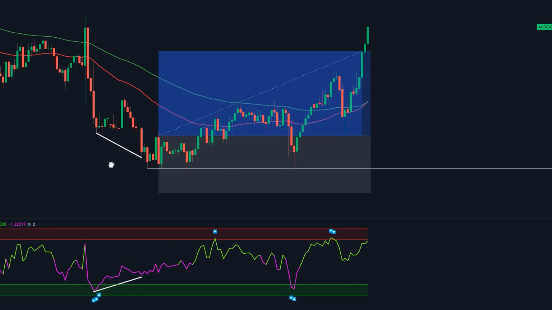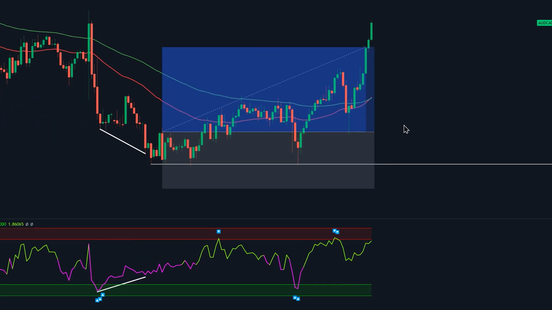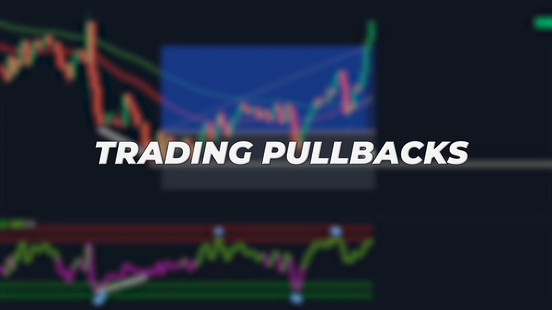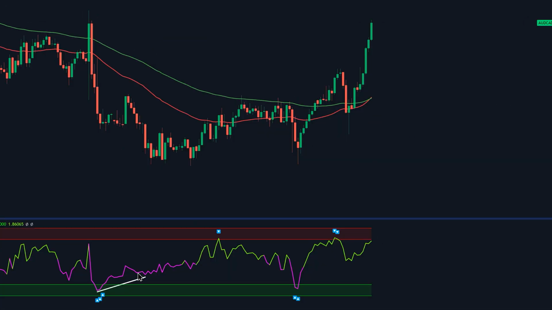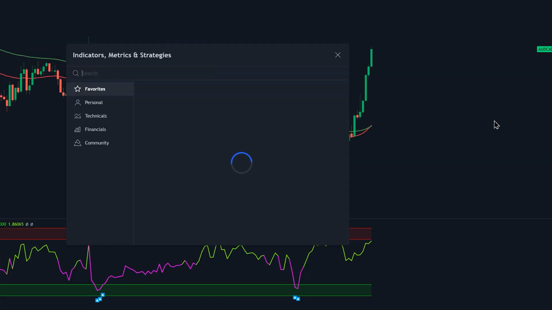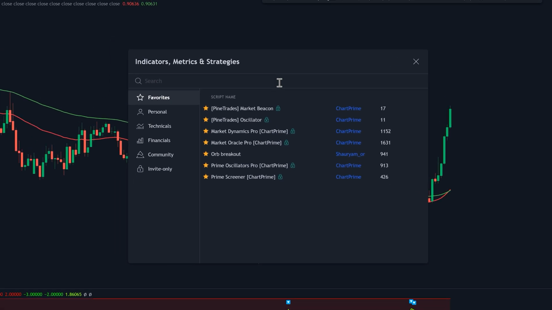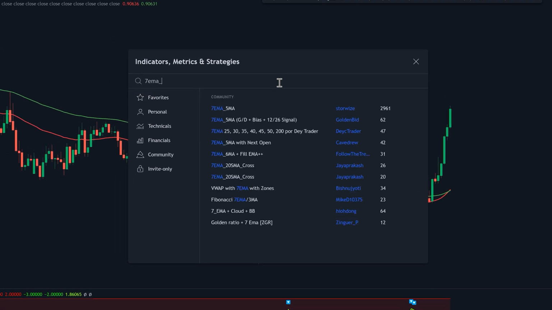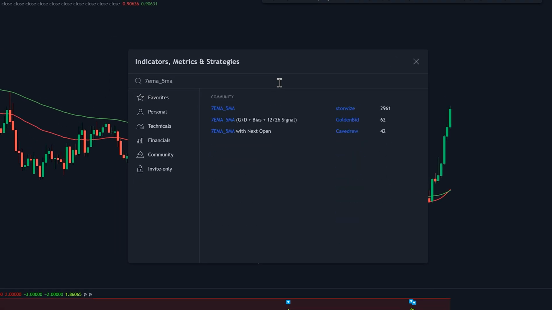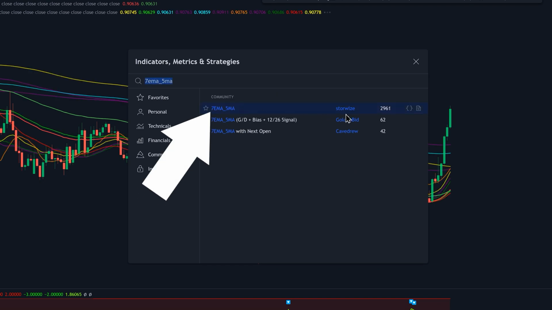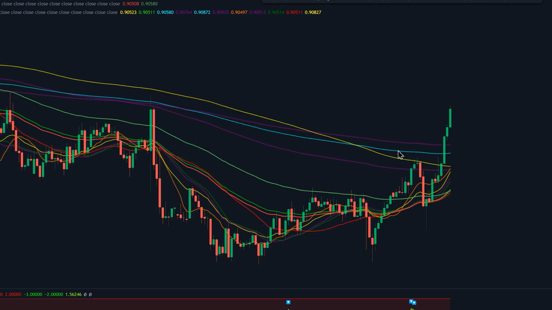Next, we're going to move on to the second method of trading with this indicator, which is trading pullbacks. But before we dive into that, we will need to add a trend indicator to help filter out trades based on trend. Search for the indicator called 7EMA_5MA. This one created by Storewise. Double-click on it so we can change some settings.